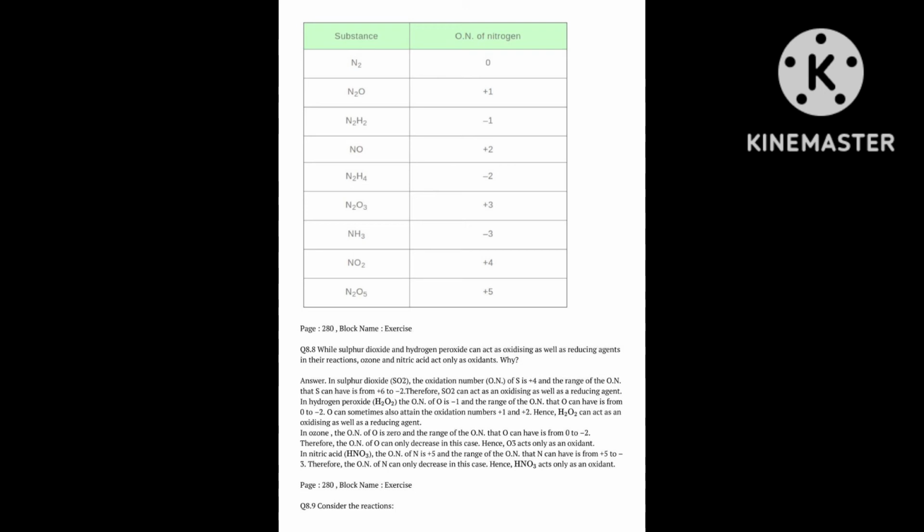Again reading the question: permanganate ion reacts with bromide ion in basic medium to give manganese dioxide and bromate ion.